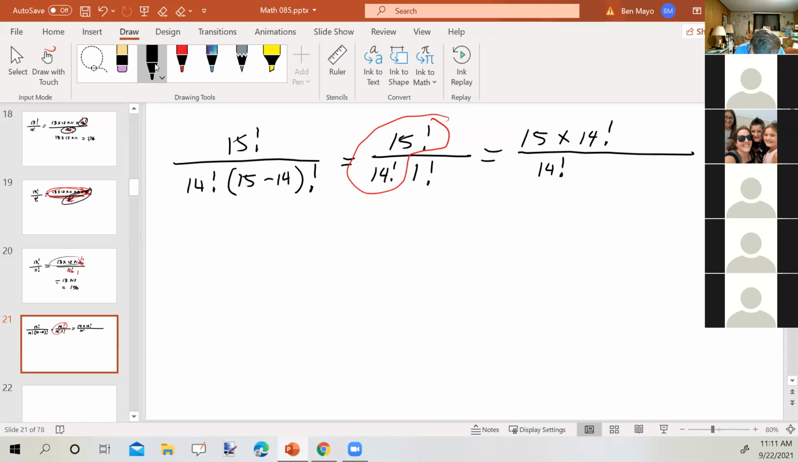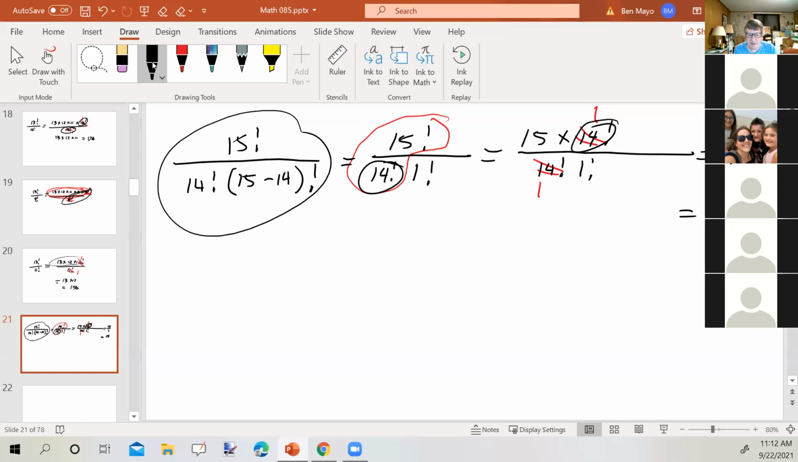Because now these two will reduce out. So what do I have left? I've got 15 over 1 factorial, which is just 1, and 15 over 1 is 15. So this whole mess is just 15. But I got rid of all of this part of it by reducing it out with that. So the idea is to get a factorial on top divided by a factorial on the bottom. And if they match, you can reduce them down to 1.